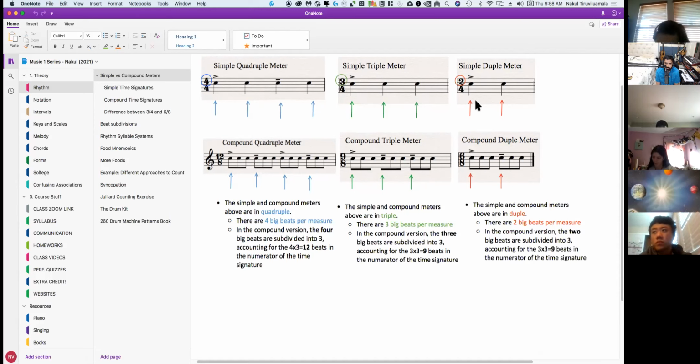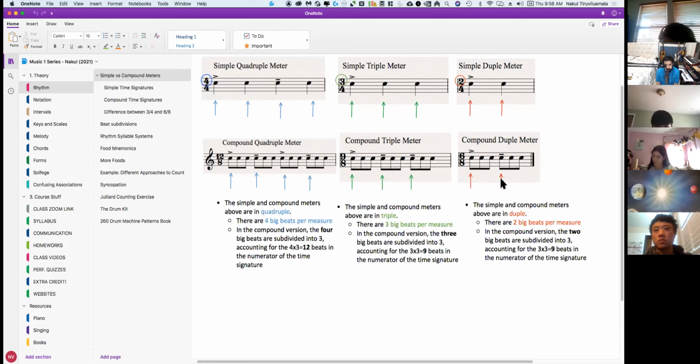So we have 2 beats here. It's kind of like we have 2 beats here. And now we have 2 beaming groups here. This is duple. Duple, duple. Triple, triple. Quadruple, quadruple, right? Everyone following along so far? Hopefully. What about the compound duple meter on the bottom?